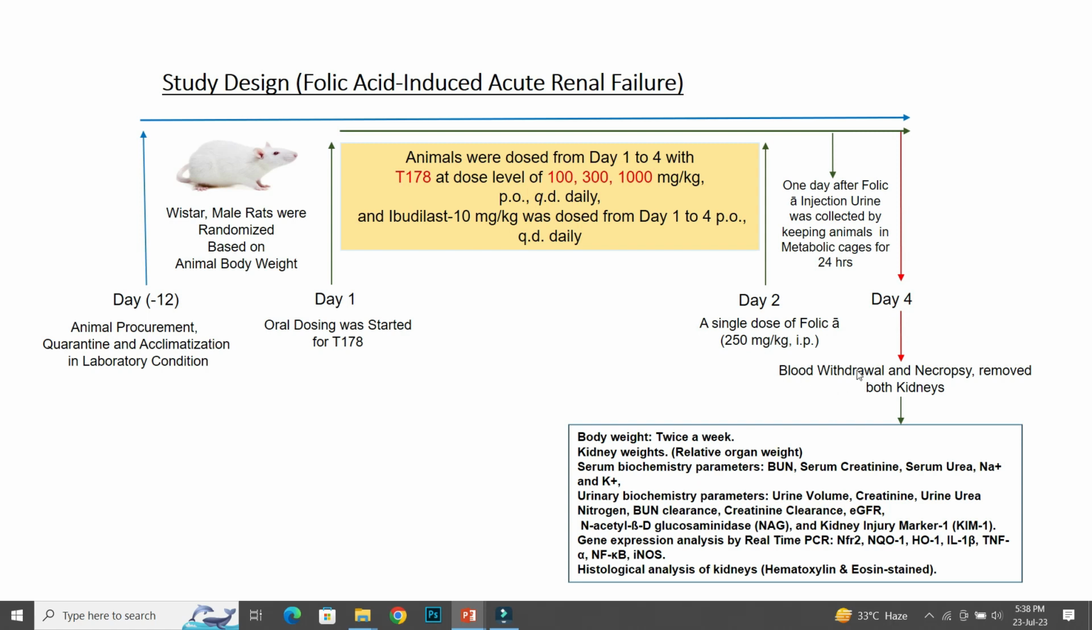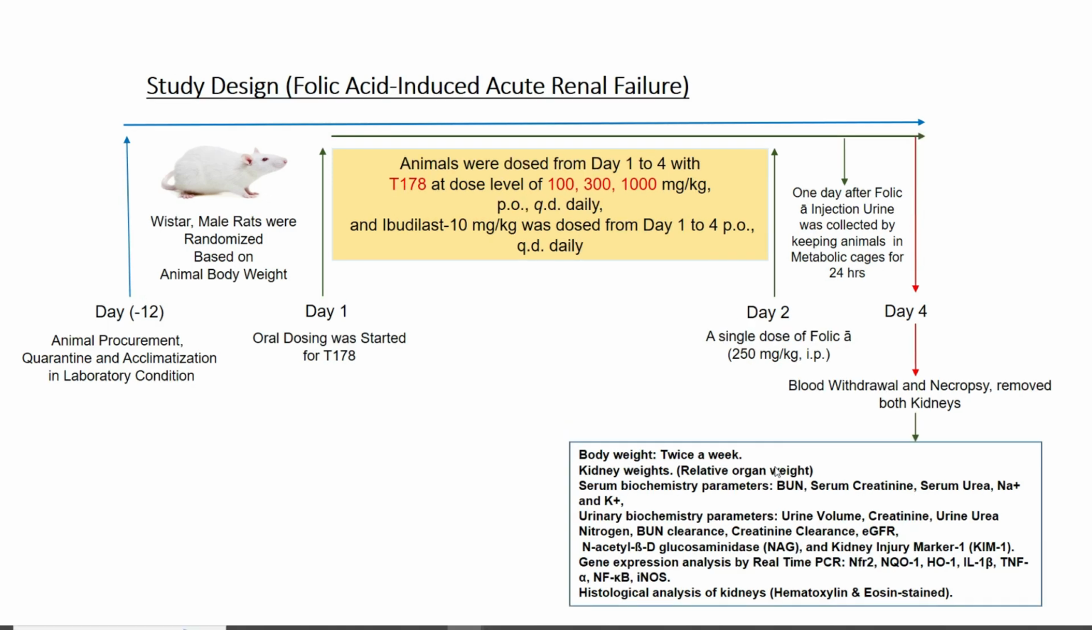Before necropsy, we have to collect their blood, and in that we will check the BUN and serum creatinine level, serum urea, and sodium and potassium. The body weight we have to record twice a week. And after necropsy we will take the wet organ weight to calculate the relative organ weight.